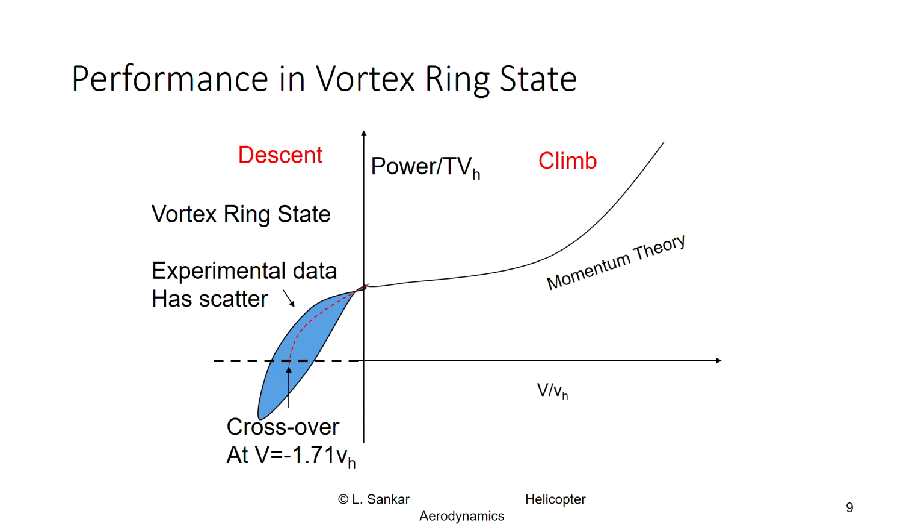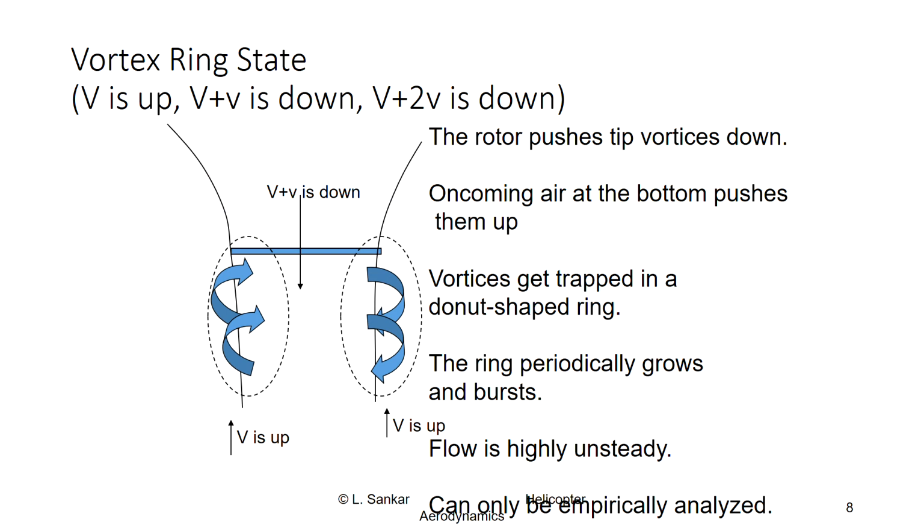So you see a lot of scatter in the data for the power, both above the x-axis, where you are descending slowly, and below the x-axis. So this is the vortex ring state. Again, the right side of the vertical axis is climb. The left side of the vertical axis is descent. So we are now looking at the vortex ring state, where these vortices form.